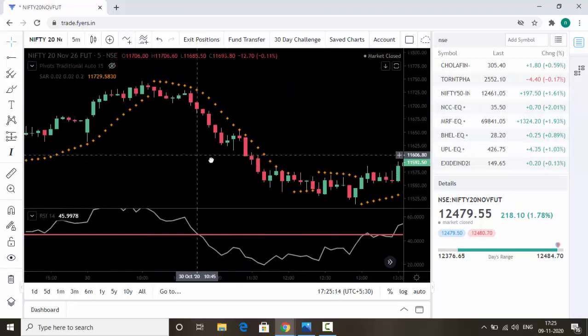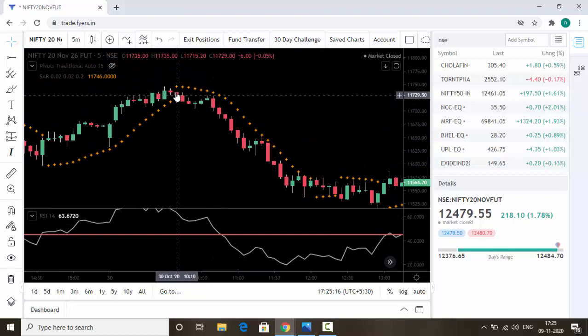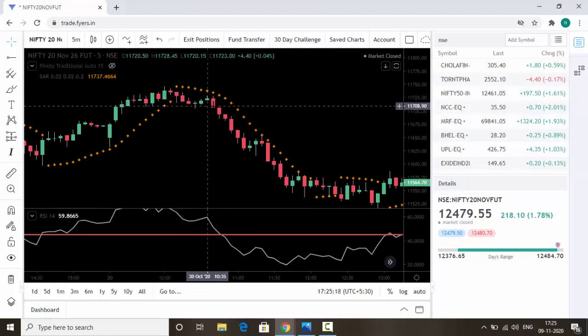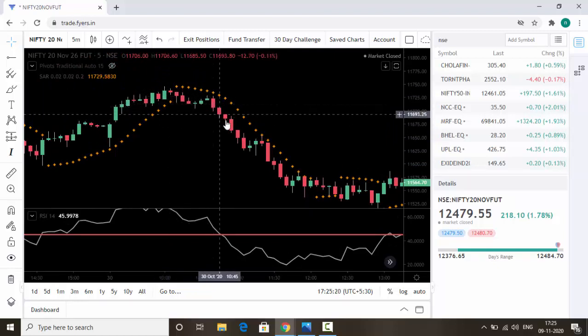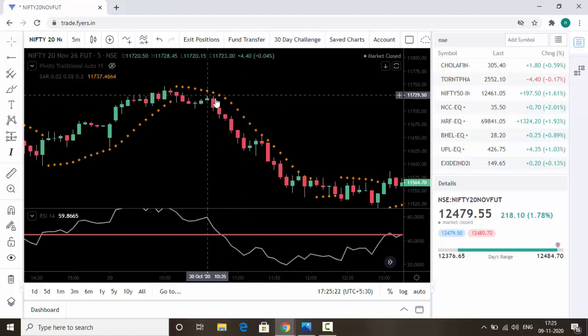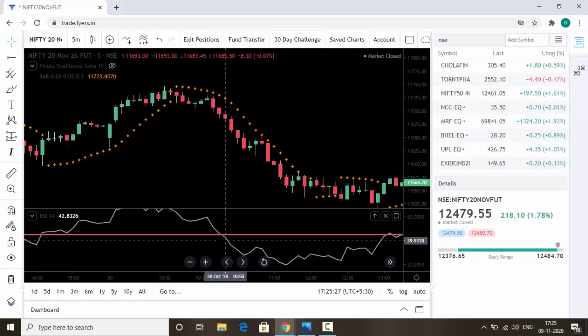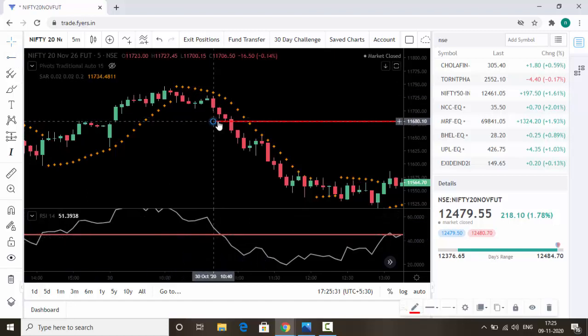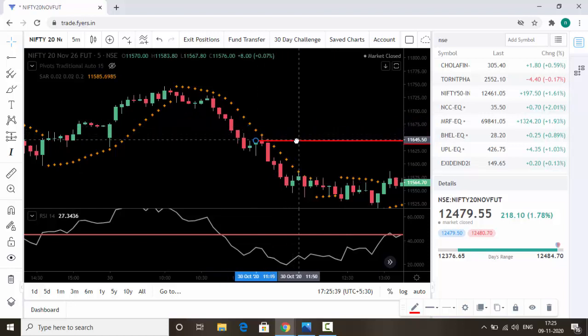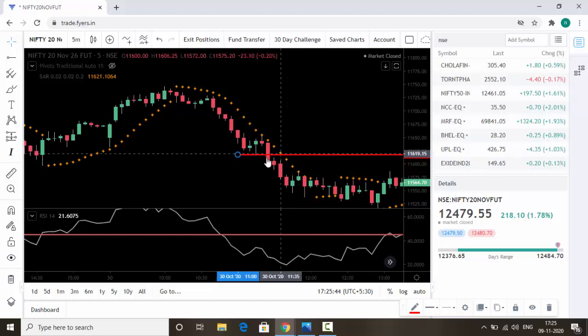See, here also we got a perfect entry. Here, these three candles, Parabolic SAR is on the upper side and three continuous down candles are formed. RSI is below 45. So we can sell here. Once it closes low, sell here, and you can trail the stop loss. Once the market comes down, you can trail the stop loss just above the Parabolic SAR, so we can get maximum profit.